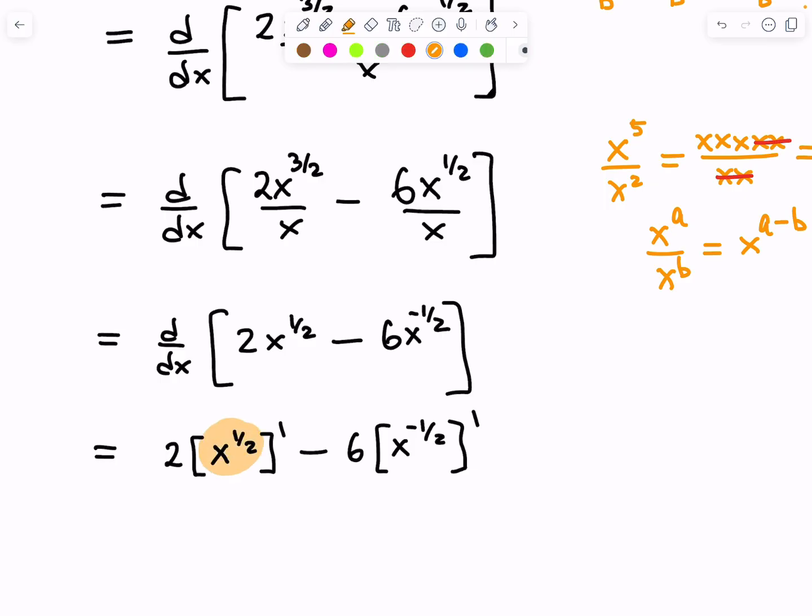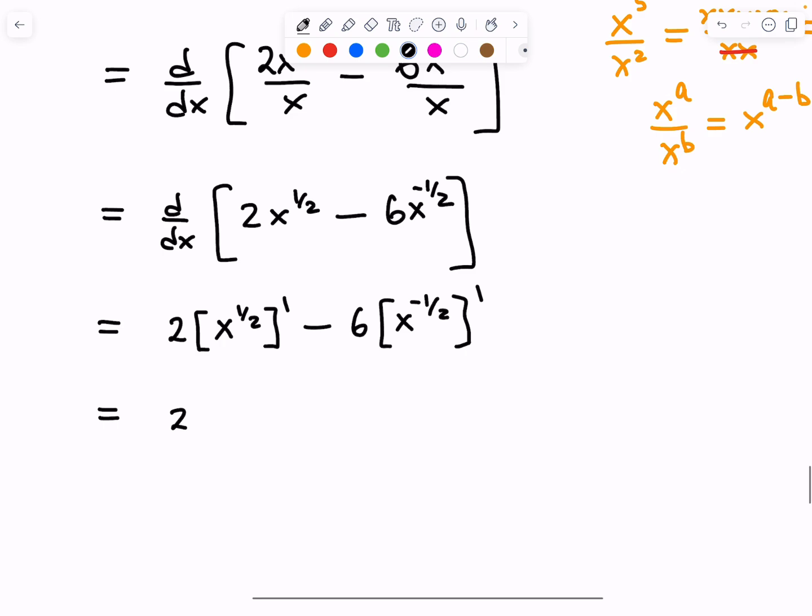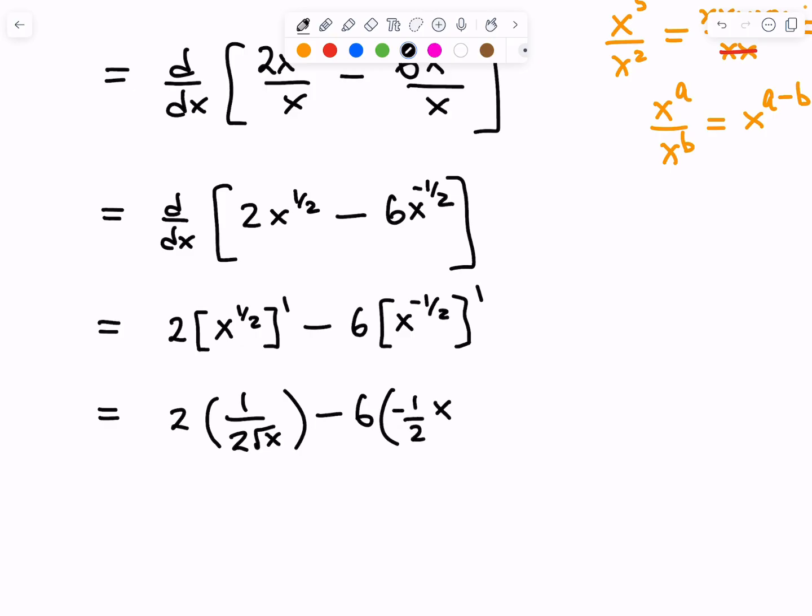Now this first one is just square root of x. I'm going to use my memorized derivative of it, which is 1 over 2 square root of x. So we have 2 times 1 over 2 square root of x, and then minus 6 times. Now here I'll use the power rule, so the negative 1/2 will become a coefficient, x will repeat, and then we have to do negative 1/2 minus 1. That'll be negative 1/2 minus 2/2, which is negative 3/2. And now I've finally completed the derivative.